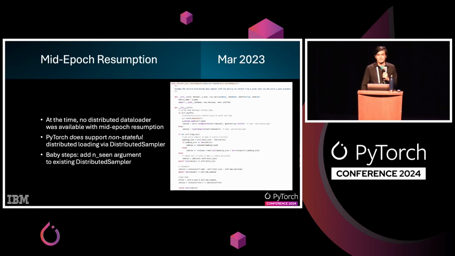Now, at the time, there weren't any data loaders out in the open that could do this for us. There were checkpointable, non-distributed data sets and distributed non-checkpointable data sets, but nothing that could do both. So we took the simplest possible approach to start with and added an argument to PyTorch's existing distributed data sampler that describes how many samples have already been generated.